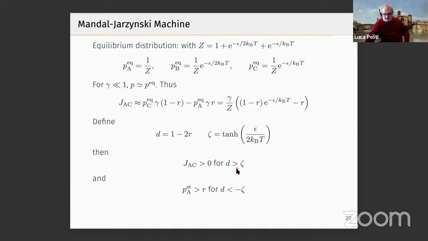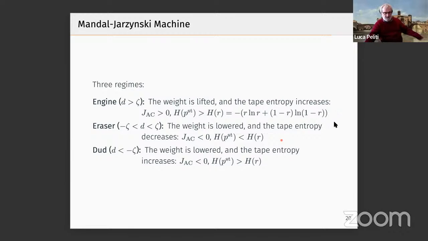the tangent approaches one. And then you have another condition: if D is less than minus zeta, minus this hyperbolic tangent, then the stationary probability of A after the interaction becomes larger than r. And if you put these together, you find that there are three regimes. In one regime, when D is larger than this zeta, the weight is lifted.